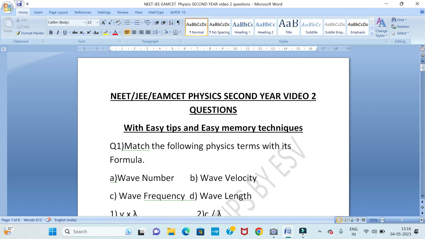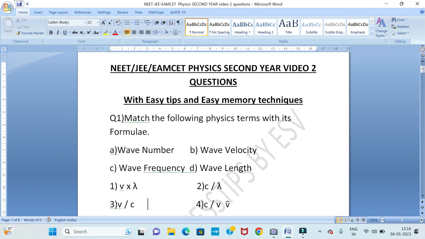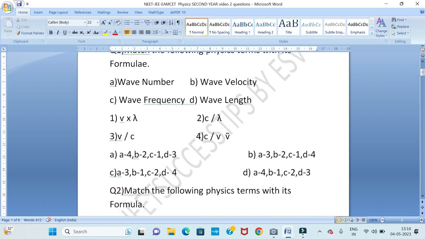NEET JEE EAMCET Physics Second Year Video 2 questions with easy tips and easy memory techniques. Match the following physical terms with their formulae. The physical terms are: wave number, wave velocity, wave frequency, wavelength. The formulae are: V into lambda, C by lambda, V by C, C by V bar.